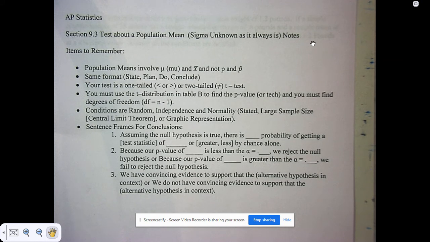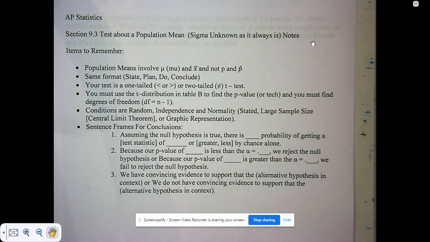The hypothesis tests have the same format: the state, plan, do, and conclude. So we have done a couple, so we should be able to just take that format and run with it. We're either going to have a one-tailed or a two-tailed test, and it's going to be a t-test.